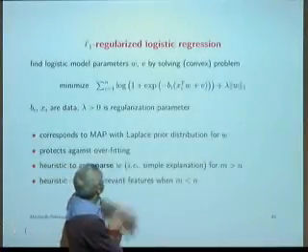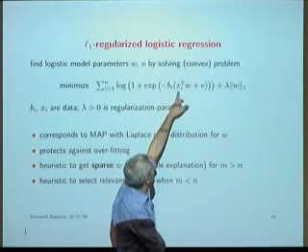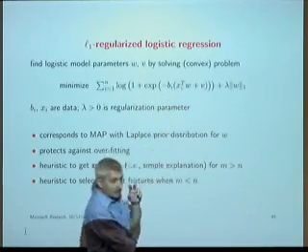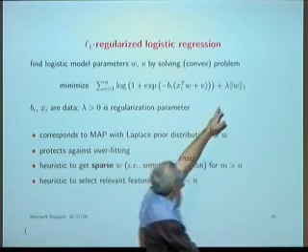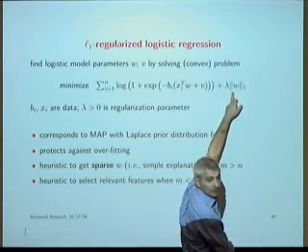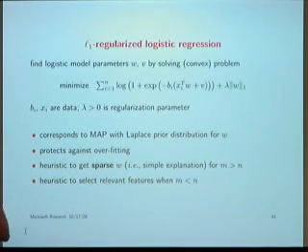So this is just L1 regularized logistic regression. You have a bunch of data x_i with binary labels b_i, and you want to fit a logistic model to them, and you add an L1 term here. And what this will do, of course, is that if you crank lambda up and down, you're going to get sparser and sparser solutions.